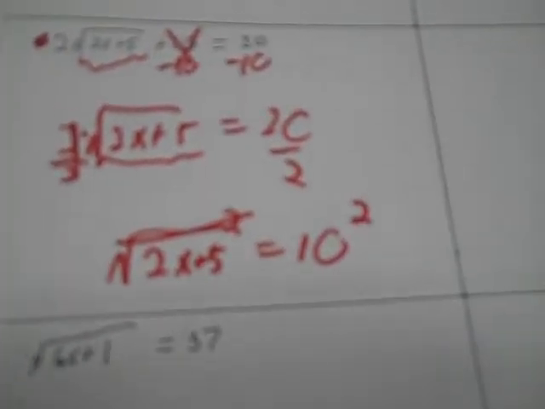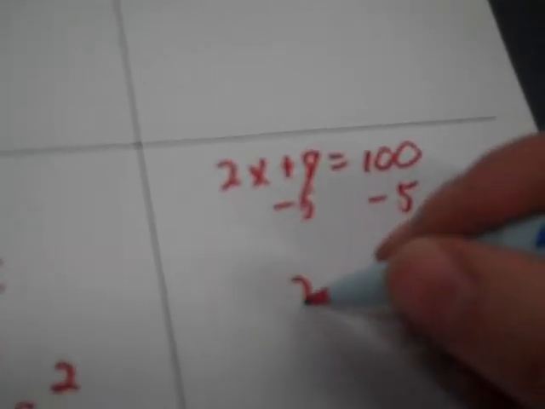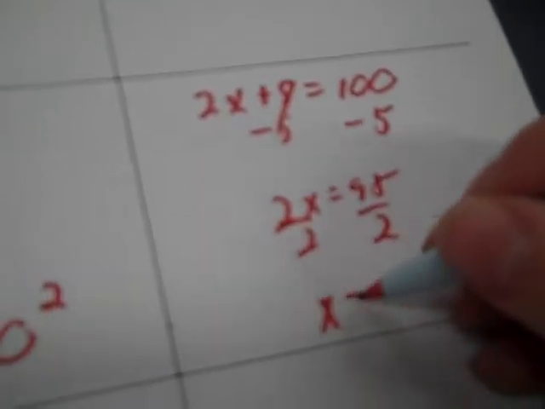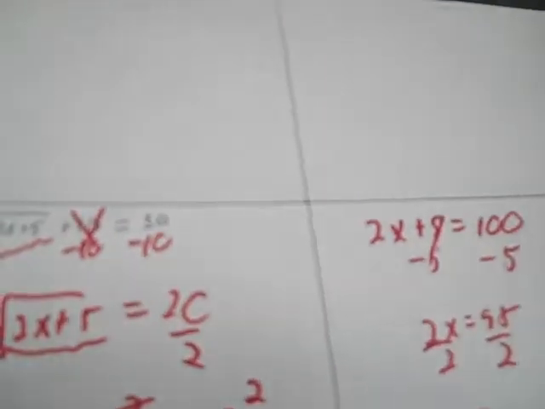Now I lift the square root by taking both sides to the second. This is an easy one. It's not like there's a binomial over there. 10 to the second's 100. So 2x plus 5 equals 100. And then I minus 5 to get 95. Divide by 2. Decimal, that's all right. 47.5.